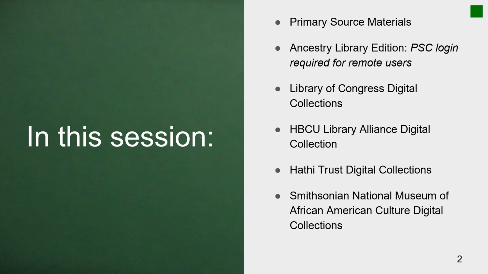Now, there are thousands of digital collection websites on the web, so I'll just briefly introduce you to four of my favorite sites to search for historical documents and images related to the African American experience. These include the Library of Congress Digital Collections, the HBCU Library Alliance Digital Collection, the HathiTrust, and the Smithsonian National Museum of African American History and Culture Digital Collections. And finally, I'll give you info about some other resources and digital collections that pertain specifically to the history of Philander Smith College.